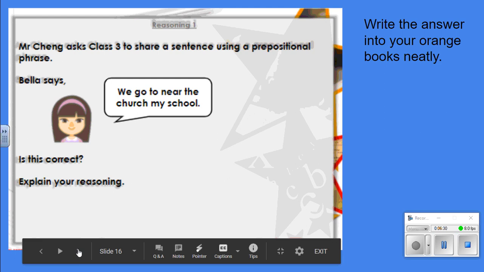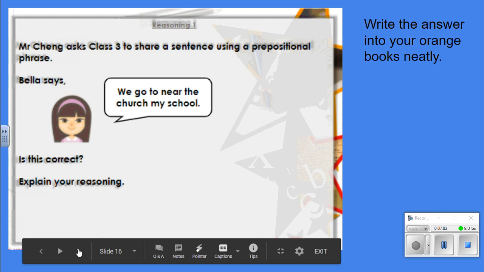Okay, Mr. Cheng asked class 3 to share a sentence using a prepositional phrase. Bella says, we go to near the church my school. So we go to near the church my school. Is this correct? If it's not correct, can you explain your reasoning? Okay, so if you've not written the answer yet, just pause the video while you do so.